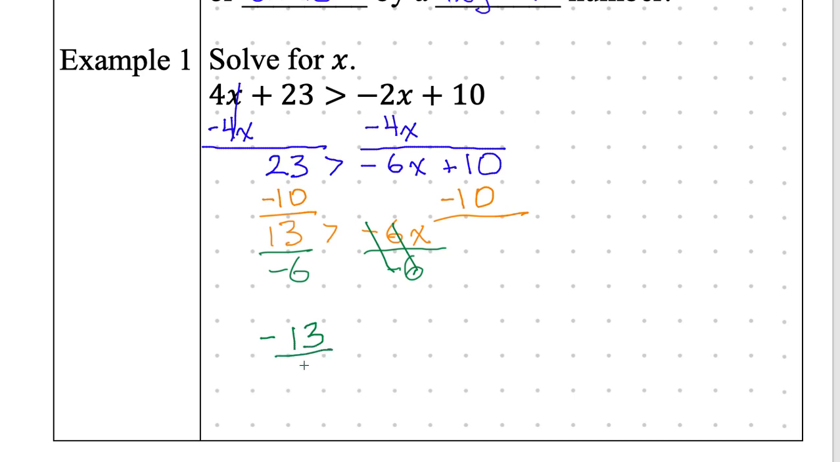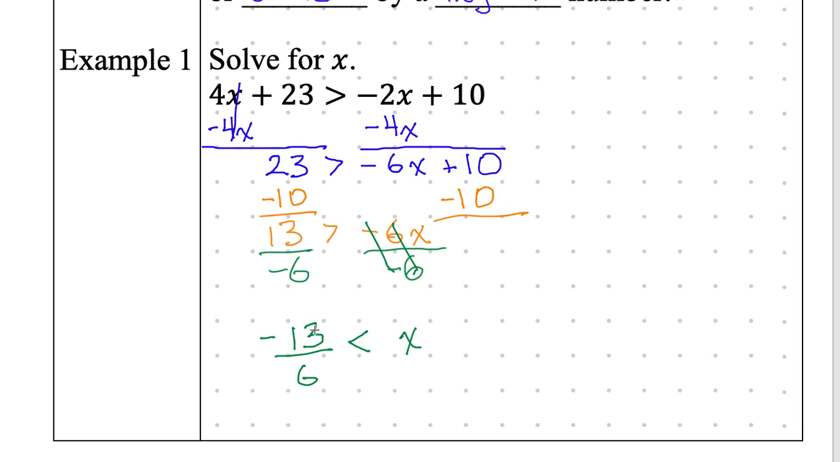13 over 6. And then what's the sign? Not quite. So it was a greater than, but because I multiplied by a negative, I should flip the other way. So instead of chomping on the left, it chomps on the right. How do I pronounce the one that goes like this? Less than. There it is, less than. This sign switched to this sign, and now it's a true statement.